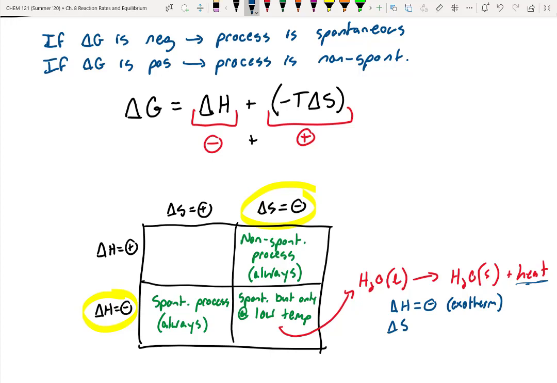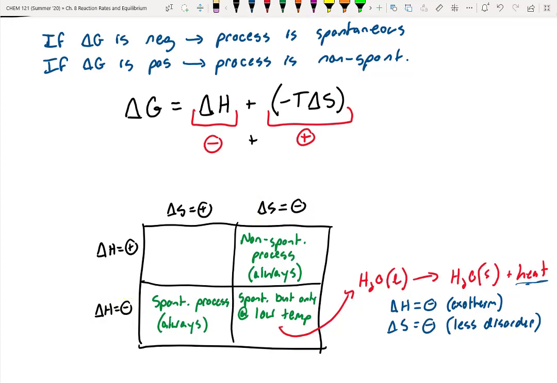However, let's think about entropy. Does it get more ordered or more disordered? Well, in this case, I would say it gets more ordered, or another way of describing that is we're losing our disorder, which means that this would be negative, meaning less disorder. All right, so now if we think about this in freezing water, does it occur at all temperatures? No. This process is only spontaneous at a low enough temperature. That's what's going on here.